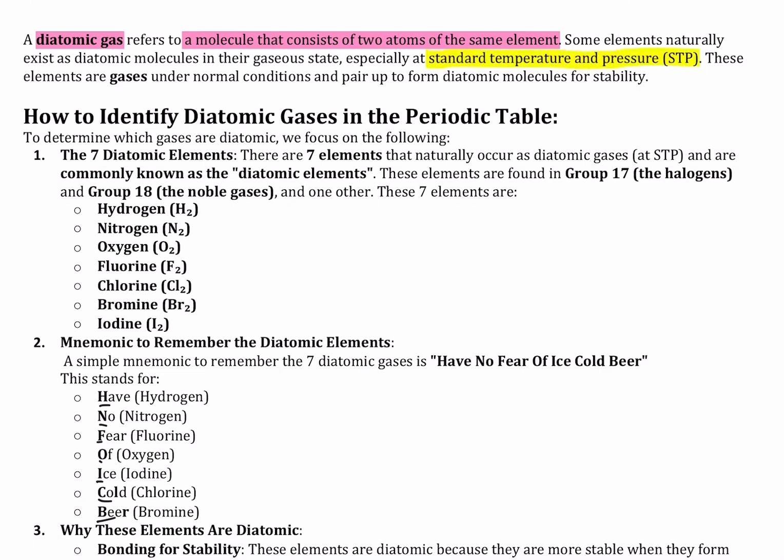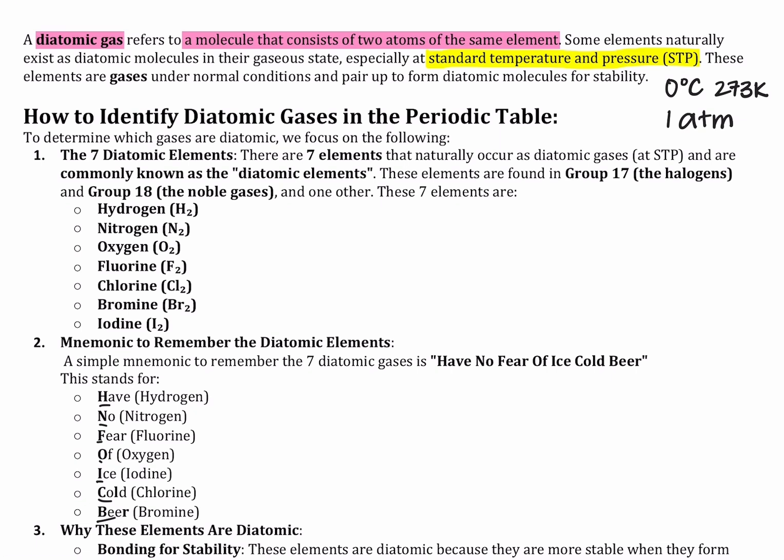In case you don't know what it means when something is at standard temperature and pressure, it's when the temperature is equivalent to 0 degrees Celsius or 273 Kelvin and a pressure of 1 atmospheric pressure. So 1 atmospheric pressure just refers to the average air pressure at sea level on Earth.